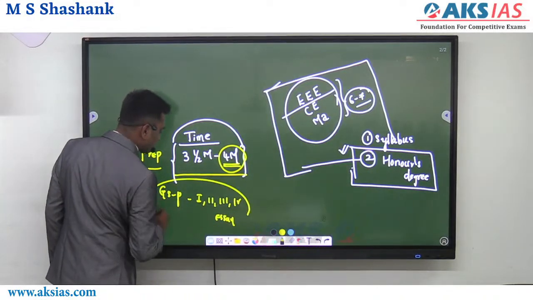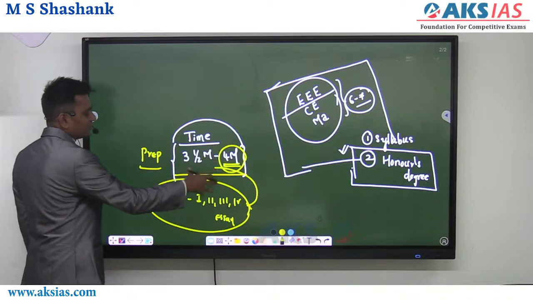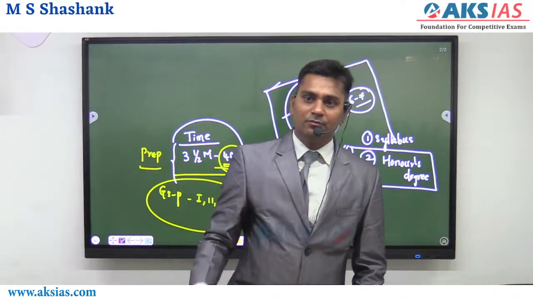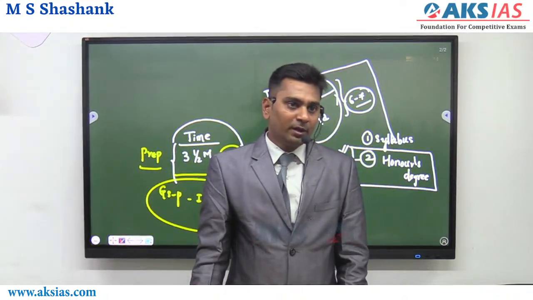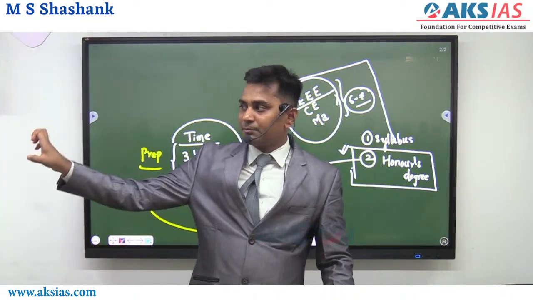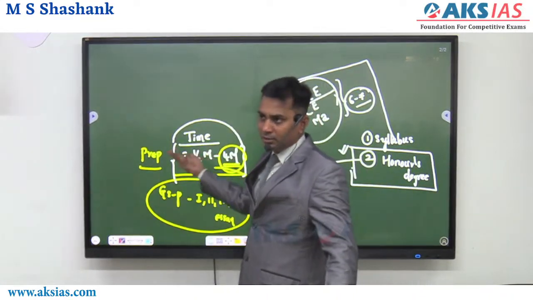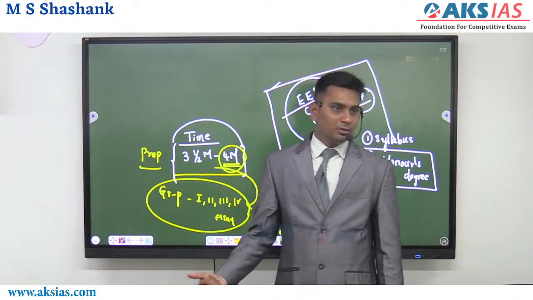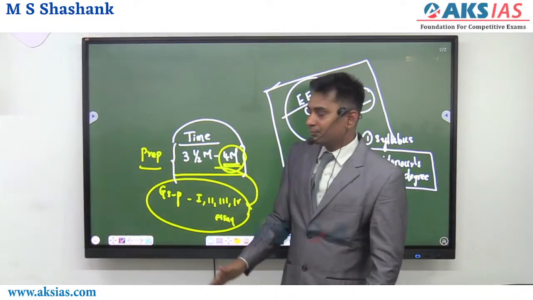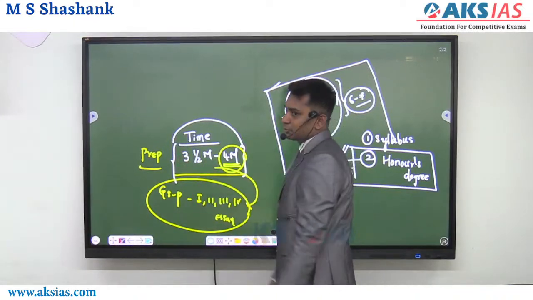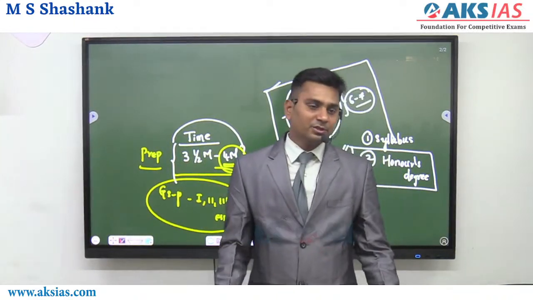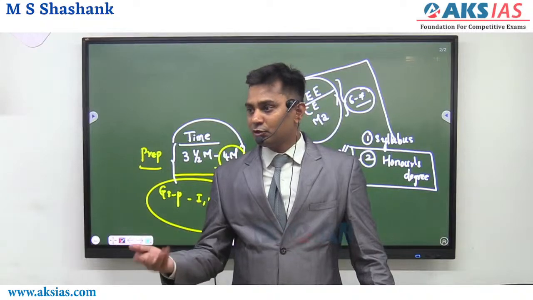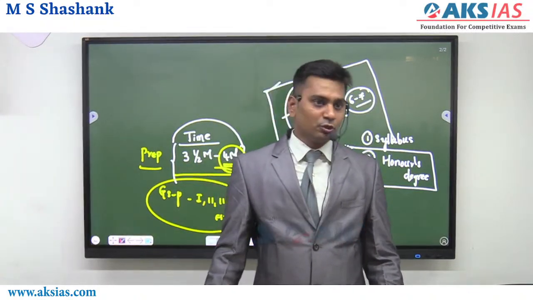Are you able to extract some content for these papers from this? Is there any overlapping component? If I prepare for that, is there any overlapping for my GS papers? Then what happens? No need to prepare here. If you are practicing here at honors degree level, GS is degree level. You can easily correlate it. So the burden of preparation reduces with the same preparation that you have. So choose that optional which will have overlapping component with your general studies.